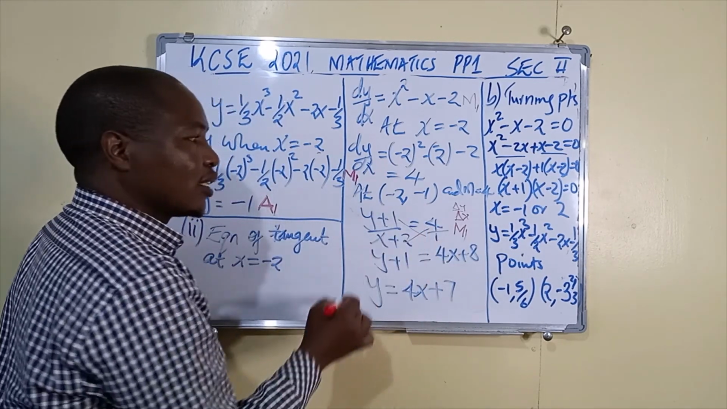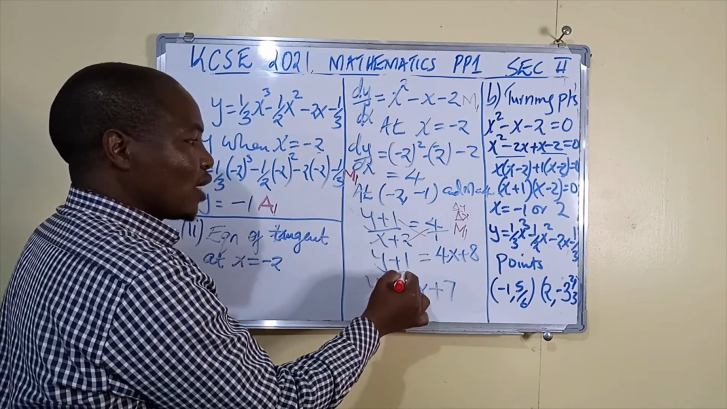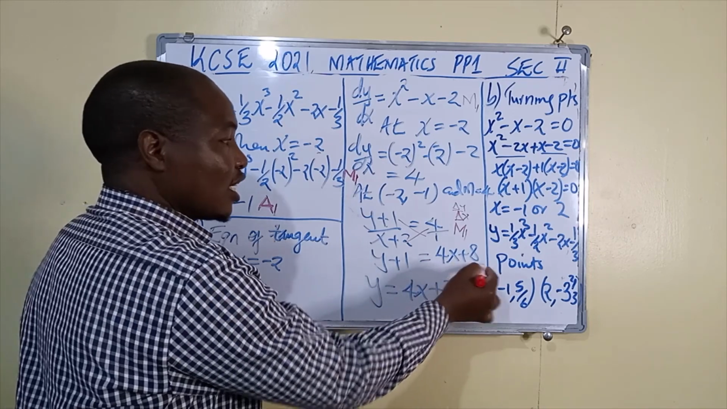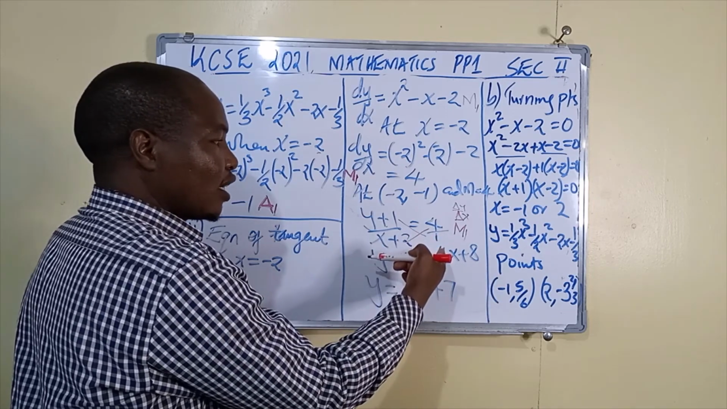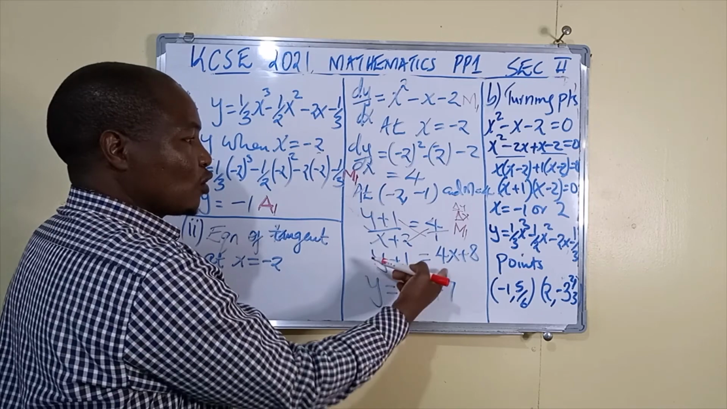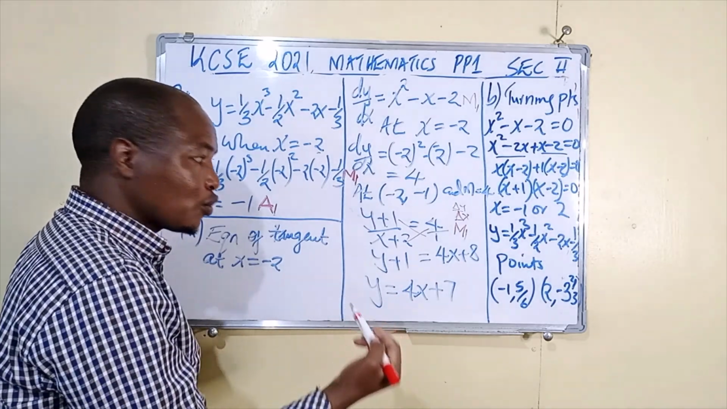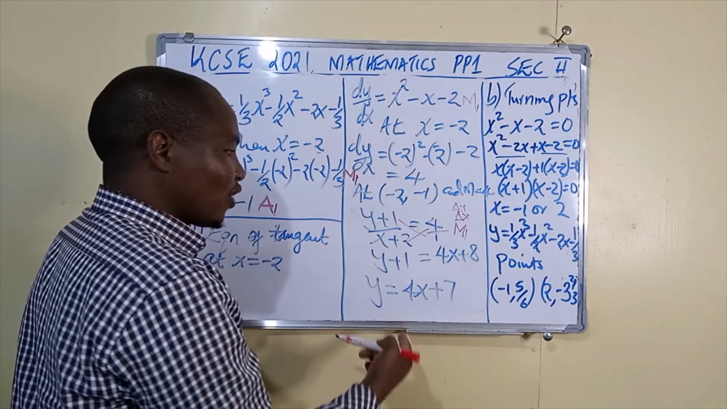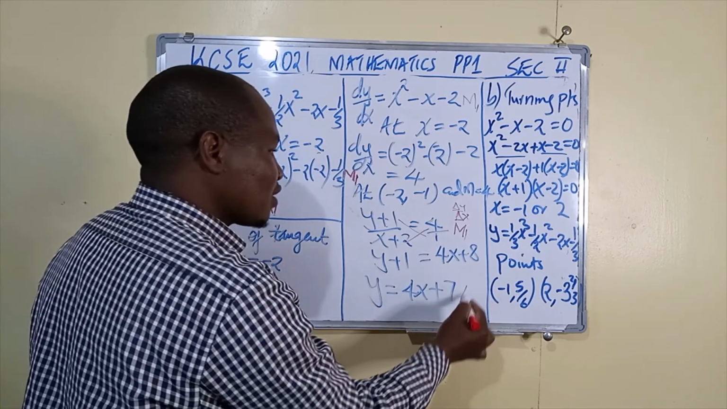Cross multiplication. We have y plus 1 is equal to 4x plus 8. A student has correctly multiplied. But at this point, the student has not put all like terms together. So we need to wait until the student puts the correct terms together, which will give us a mark.